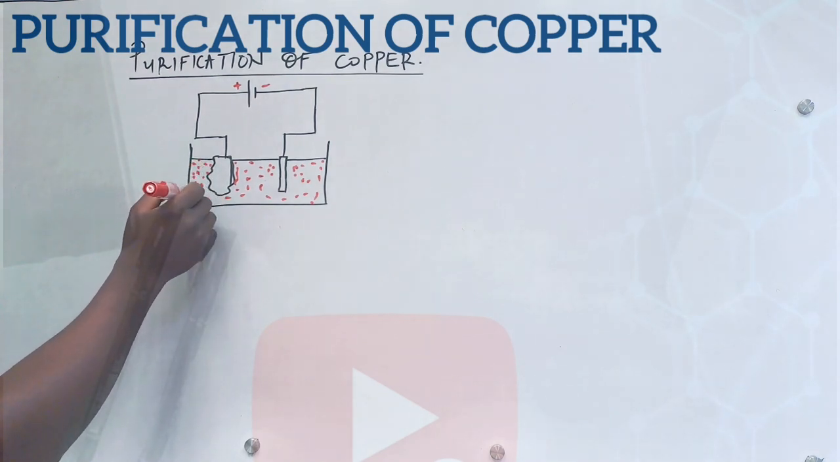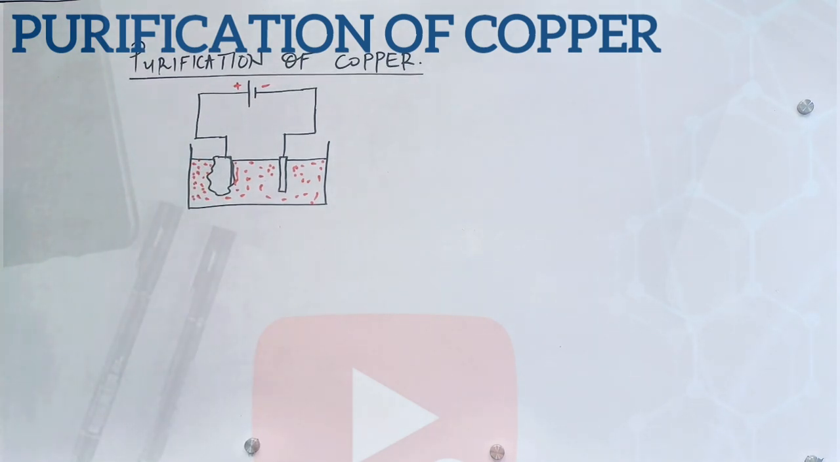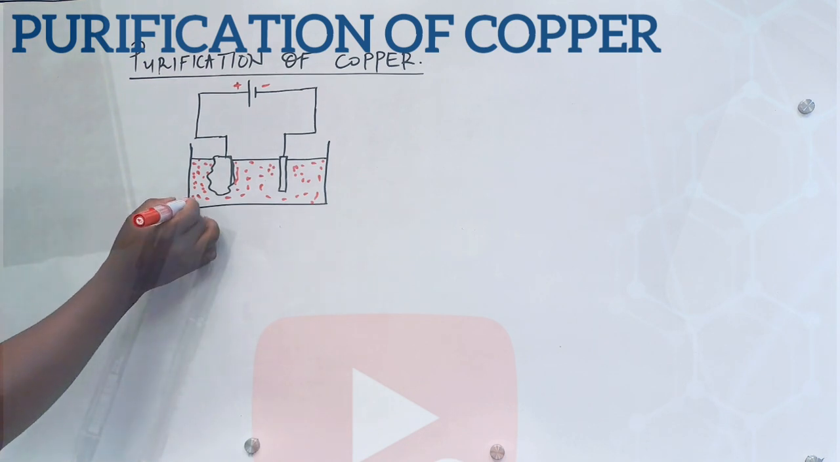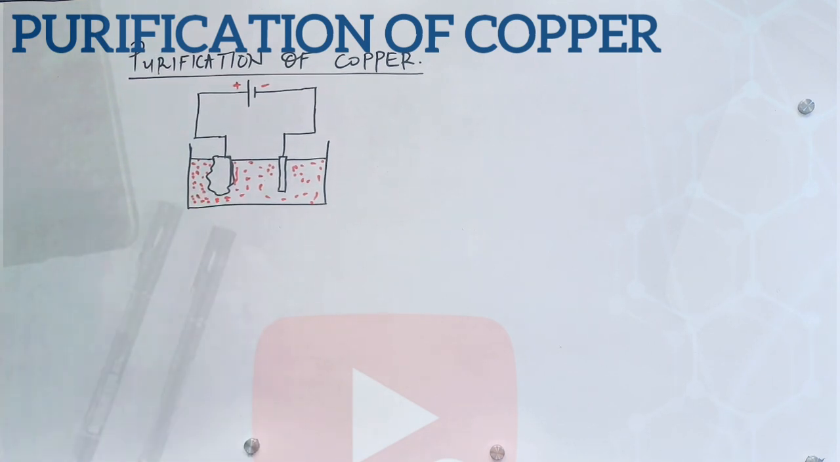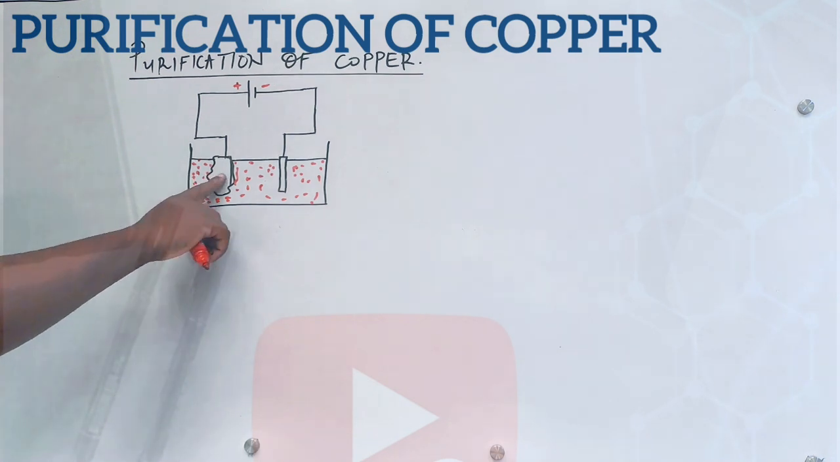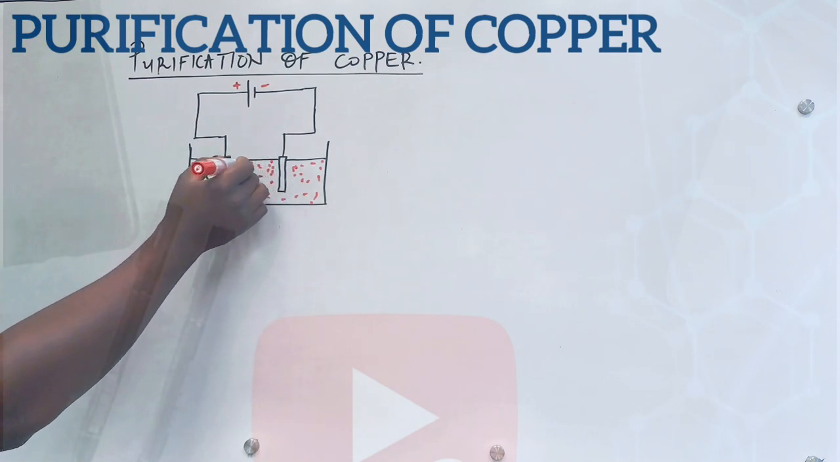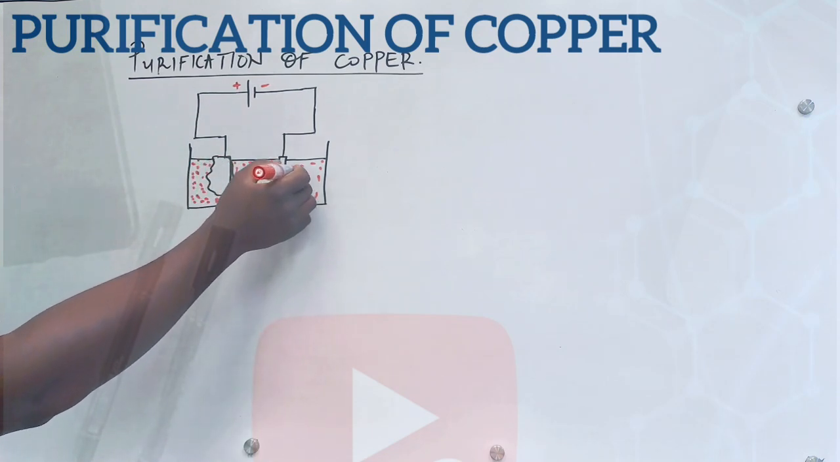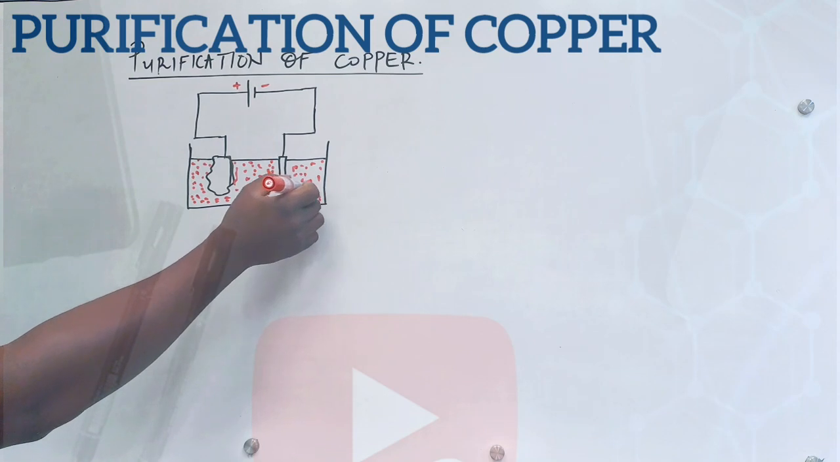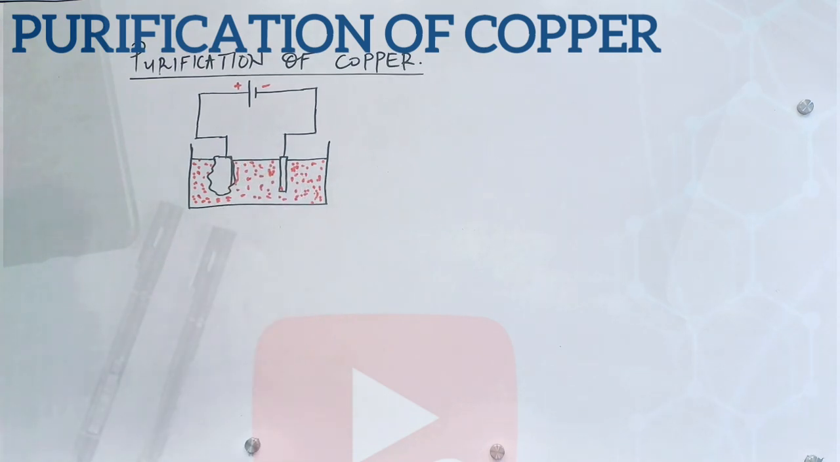So when we purify copper, we want to remove impurities, whereby we are transferring copper from one electrode to another. One electrode must have impure copper, and the other one must have pure copper, where the copper ions will be deposited to form pure copper.